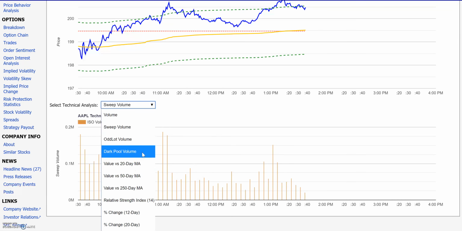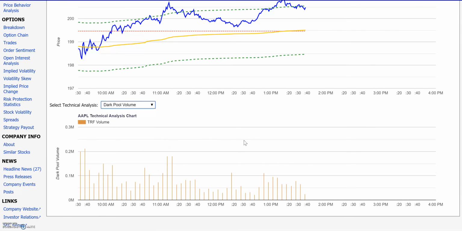And also the dark pool volume, because a lot of the institutions, their orders will sit in a dark pool and trade against either other institutions or retail flow, and they don't want to reveal their hand, so they'll sit in a dark pool, and then you could tell how much volume at every point is trading in a dark pool.